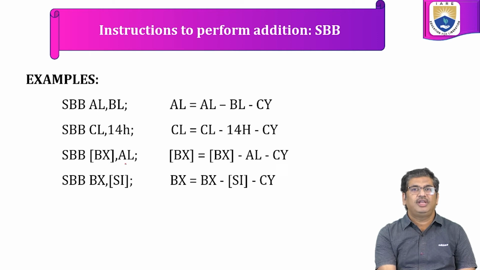SBB [BX], AL. Here the contents of AL register are subtracted from memory contents whose address is specified in BX register along with the carry flag, and the difference is stored in the memory location pointed by BX register. SBB BX, [SI]. Here the source is the memory contents whose address is specified in SI register. These contents are subtracted from BX register along with the carry flag and the result will be moved to BX register.